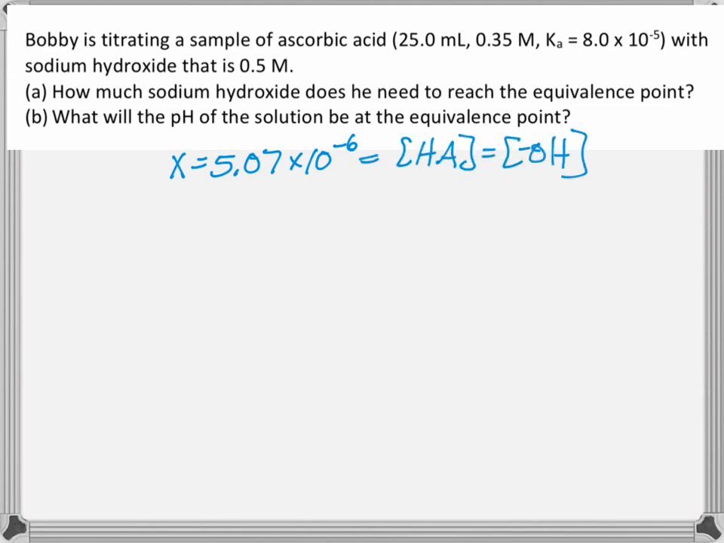That is the concentration of HA. It's also the concentration of hydroxide. So we can easily find the pOH by taking the negative log of x, and then by subtraction we can get the pH for this solution, which is 8.71.